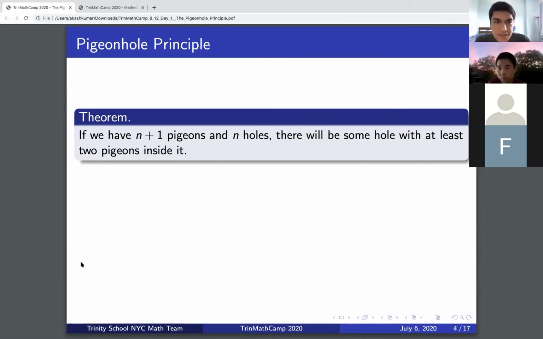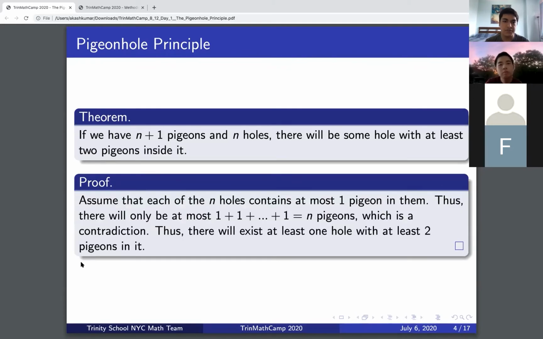So this is what the pigeonhole principle says, or at least a version of it. I'll just read it out. If we have n plus 1 pigeons and n holes, there will be some hole with at least 2 pigeons inside of it. This may sound kind of formal, but if you really think about it, it just makes sense. If you have n holes and you want to put the pigeons in those holes, obviously there are going to be 2 pigeons inside one of the holes, or maybe more, because you just have more pigeons than holes. That's really what it's getting at.